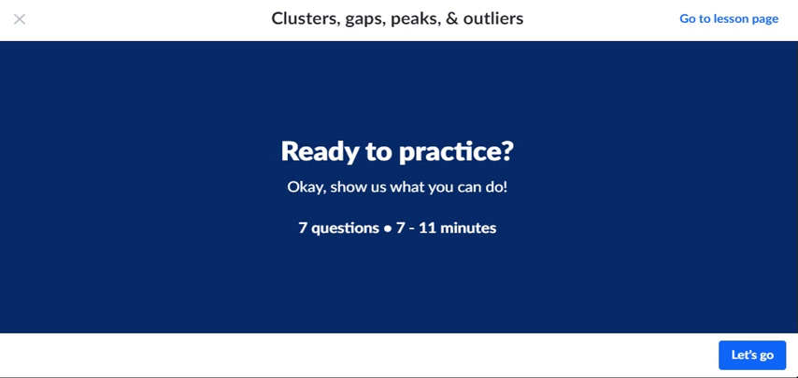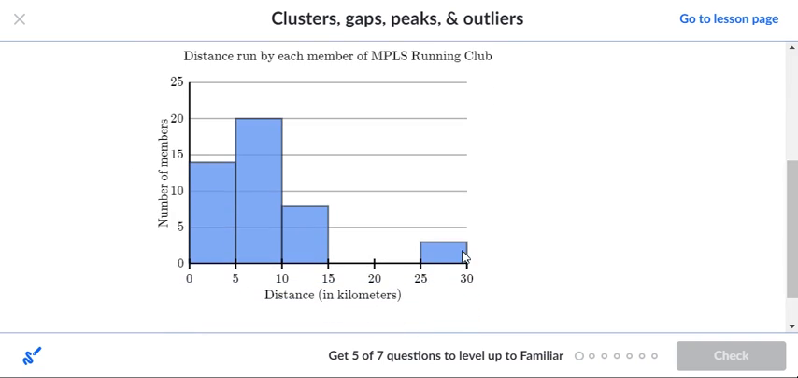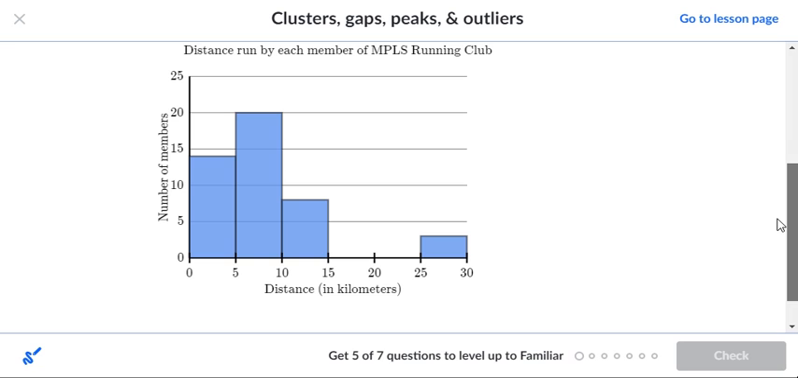Data set distribution, clusters, gaps, peaks, and outliers. Which of the following are accurate descriptions of the distribution below? Okay, so it says the distribution has a peak from 10 to 15. So 10 to 15 would be the peak. No, that's not correct. The distribution has a gap from 25 to 30.